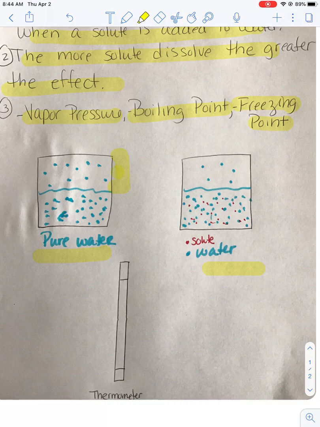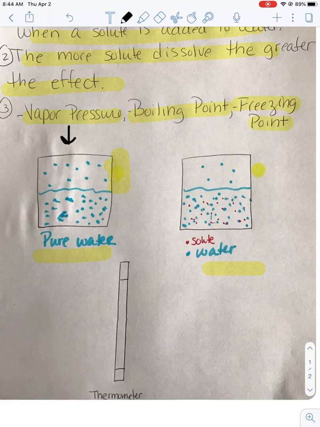If these little water dots represent the vapor pressure, or how many particles are in the vapor state, on the right side you can see that there's less. The reason is that the solute gets in the way of water going from a liquid to a gas. So when you add solute to water, it lowers the vapor pressure. When you add anything to water, it will lower the vapor pressure.